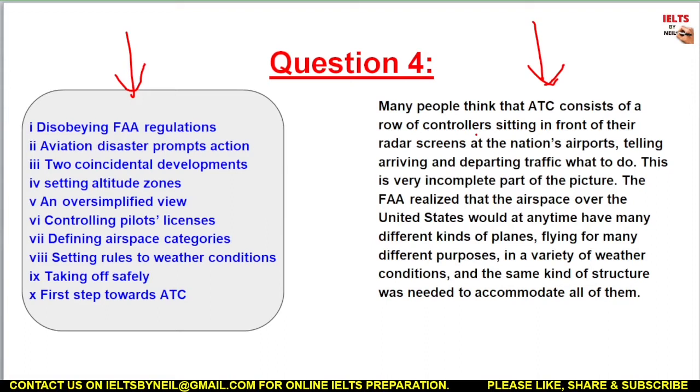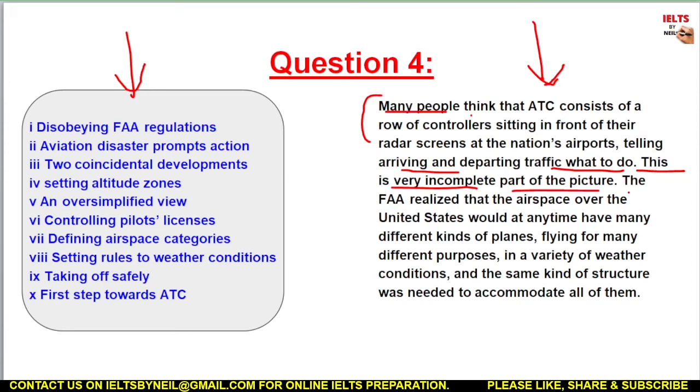All right, I hope you have got the answer. Now if you have a look at this paragraph, first they are just talking about what other people think about the ATC, like what's happening in the ATC. This paragraph is telling us that many people think that, in the ATC center, people are just sitting in front of screens and telling the aircraft to come and go. That's it. Telling the aircraft what to do, right? Now this is a very incomplete part of the picture. It means this is not the complete picture.